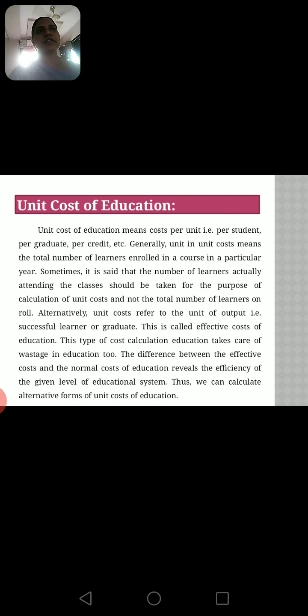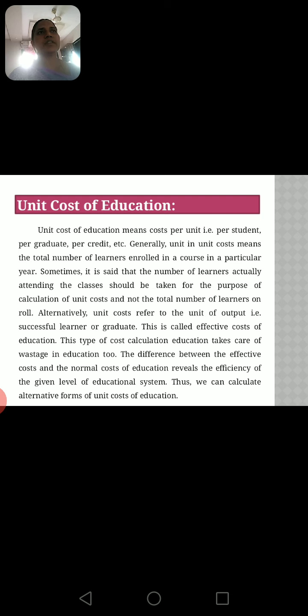Alternatively, unit cost refers to the unit of output, that is successful learner or graduate. This is called effective cost of education. This type of cost calculation in education takes care of wastage in education too. The difference between the effective cost and the nominal cost of education reveals the efficiency of the given level of education system. Thus, we can calculate alternative forms of unit cost of education.